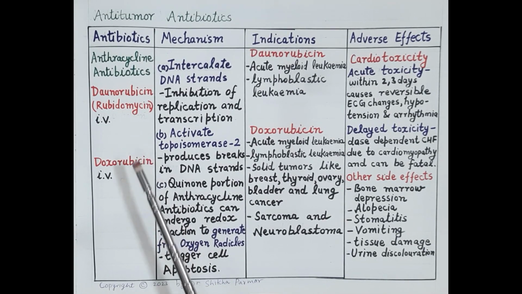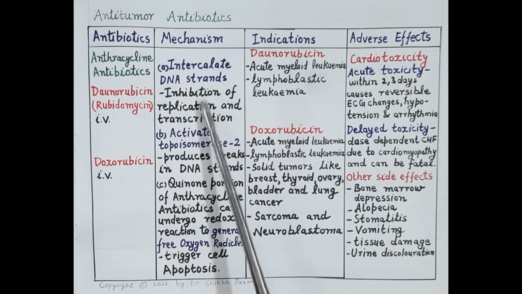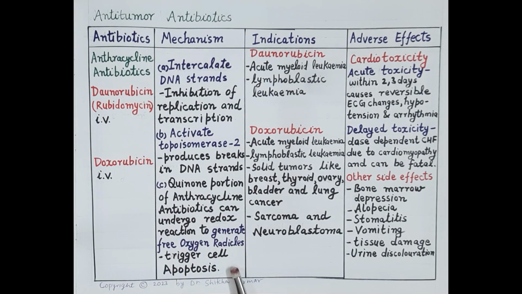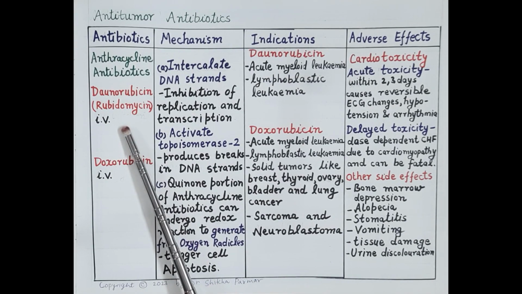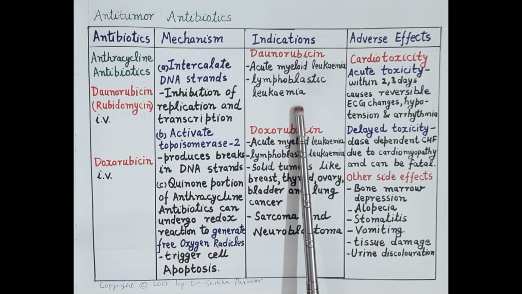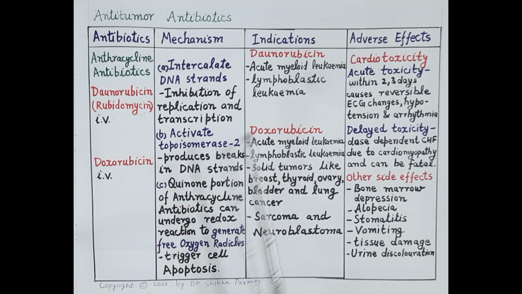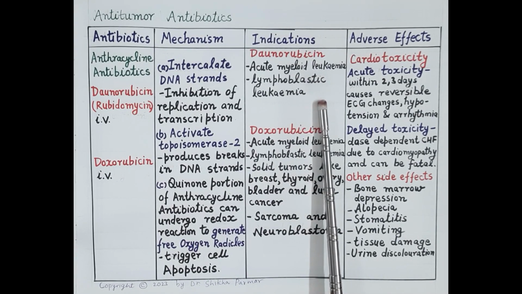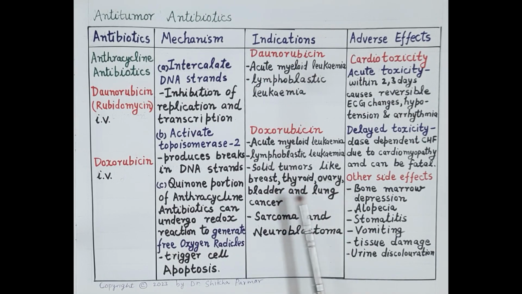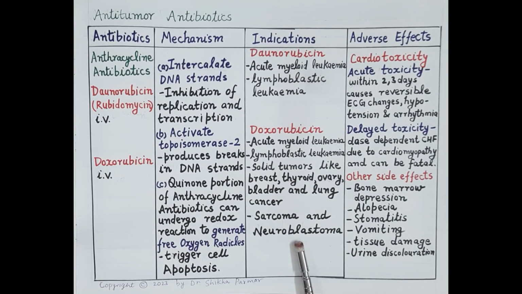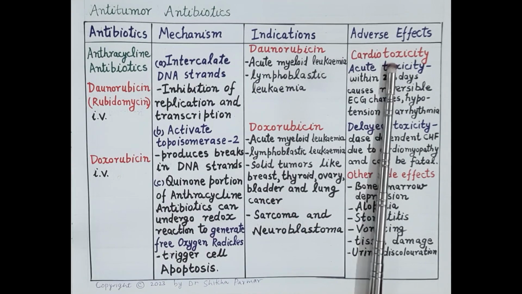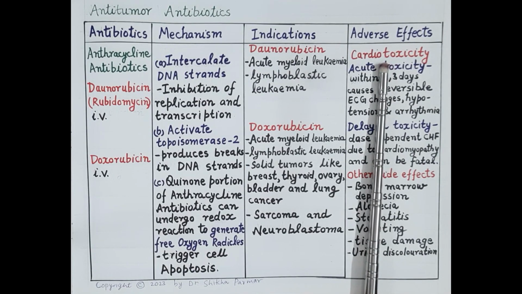Now, daunorubicin and doxorubicin possess the same mechanism of action. Now, use of daunorubicin is limited to acute myeloid leukemia and lymphoblastic leukemia, while doxorubicin, in addition to these leukemias, is also effective in solid tumors like breast, thyroid, ovary, bladder, and the lung cancer. It is also effective in sarcoma and neuroblastoma. Now, let's study toxic effects of daunorubicin and doxorubicin.